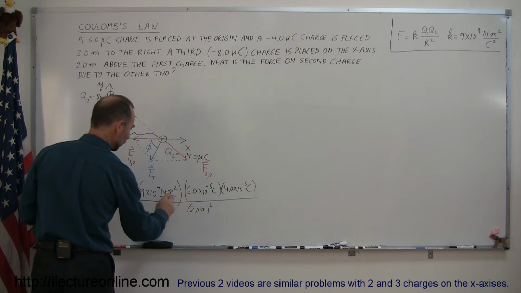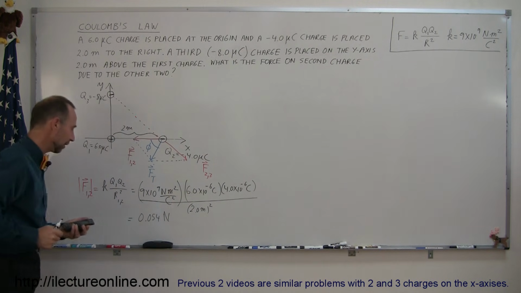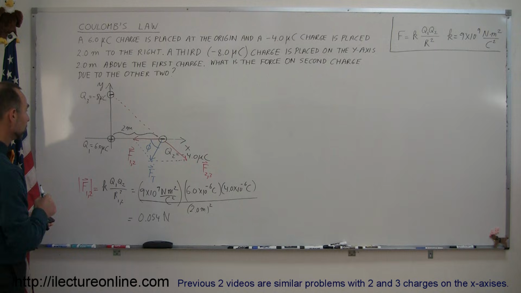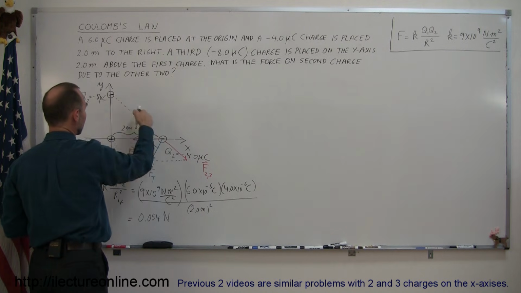The force is in newtons. Notice that the coulombs squared cancel out and the meters squared cancel out, so we're left with newtons. So that's the magnitude of force between those two charges. We do the same for the other two charges. We now want to find the magnitude of the force between those two.